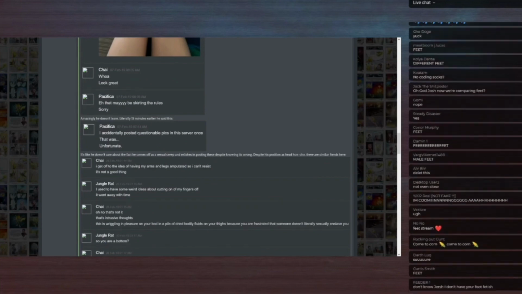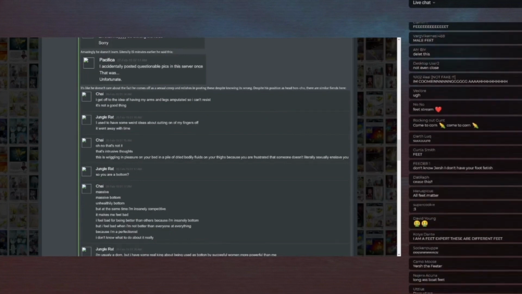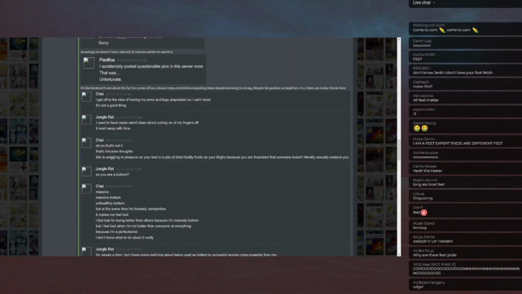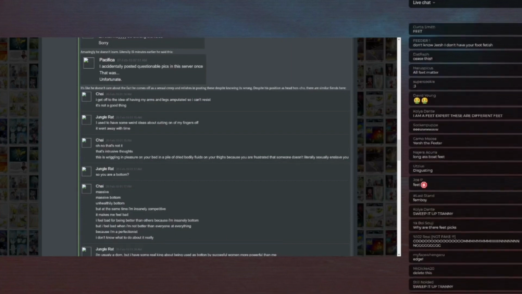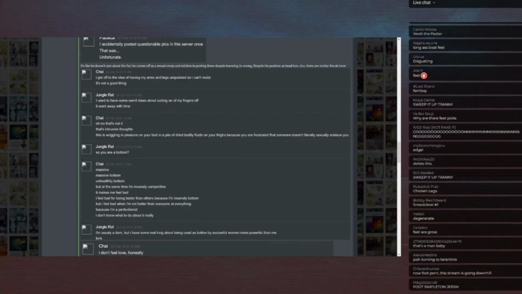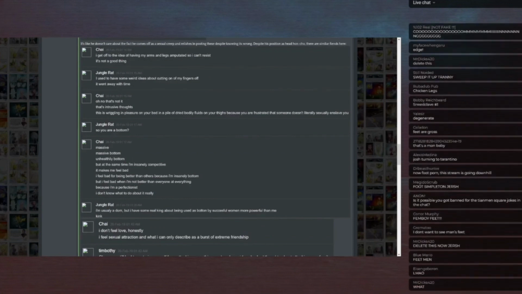I accidentally posted questionable pics in the server once. That was unfortunate. I get off to the idea of having my arms and legs amputated so I can't resist. I used to have some weird ideas about cutting one of my fingers off and it went away with time. That's not it. I have intrusive thoughts.